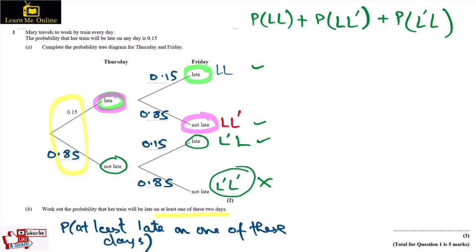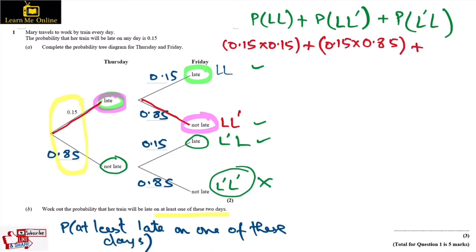To write down the probability for each of them, late and late would be 0.15 times 0.15. Then the probability of late with not late would be 0.15 times 0.85. The other one would be not late here and late there, so it would be 0.85 times 0.15.